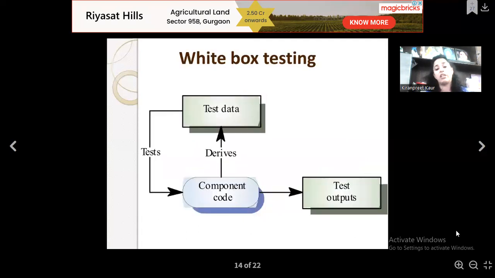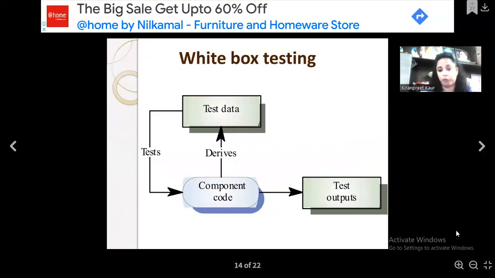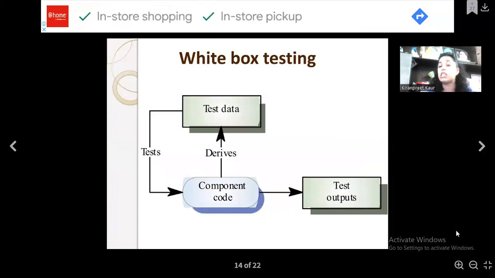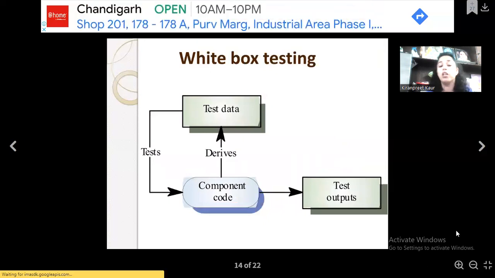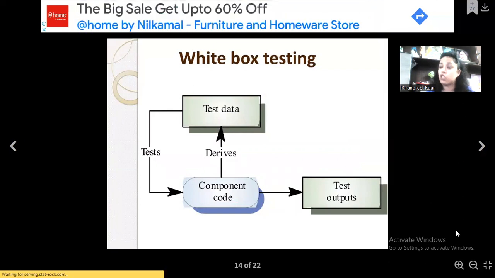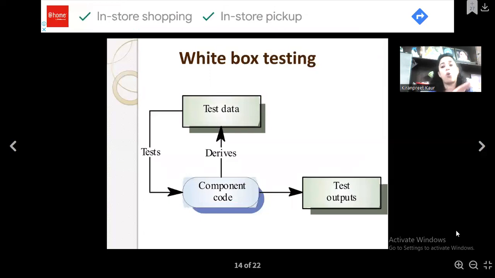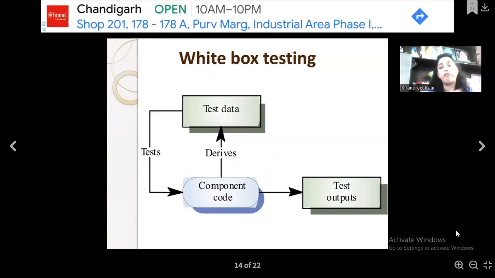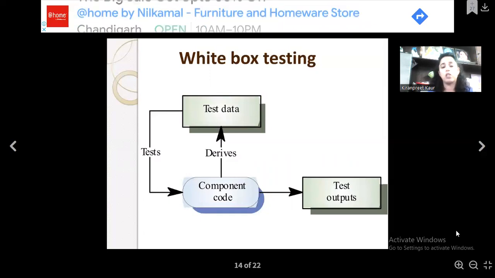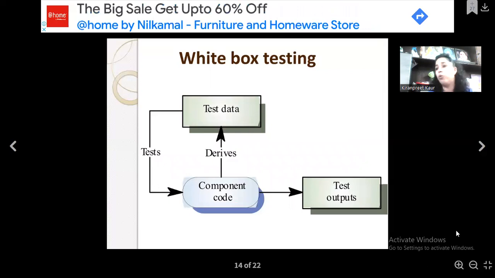White box testing involves complete internal knowledge of the software module. So it involves people from the developer team as well as from the testing team. They will test the data, check the component code, and generate the test output. It will check all the conditions. It will cover every single statement, right? It will cover all the branches, all the loops, every single statement in white box testing.